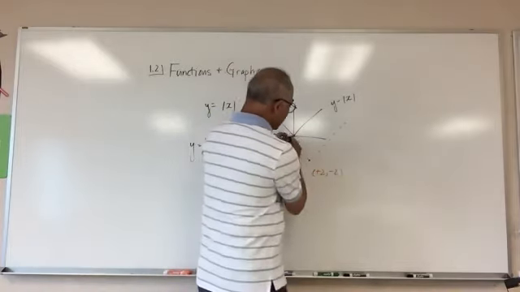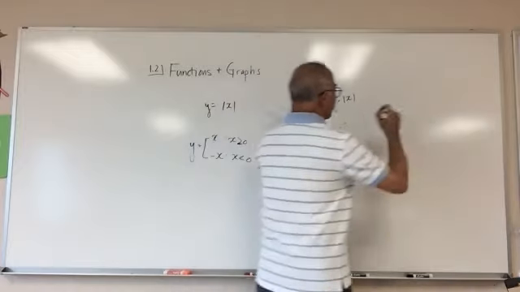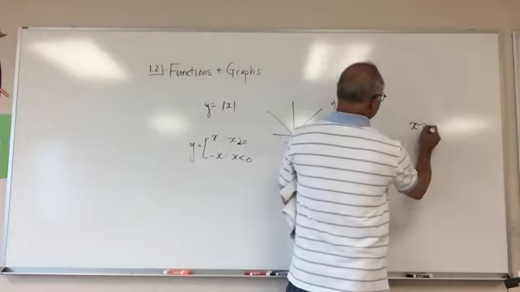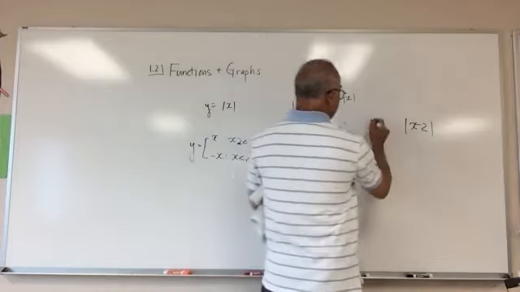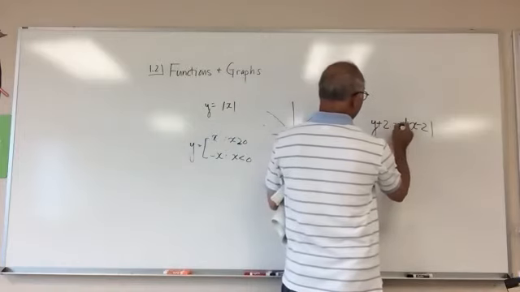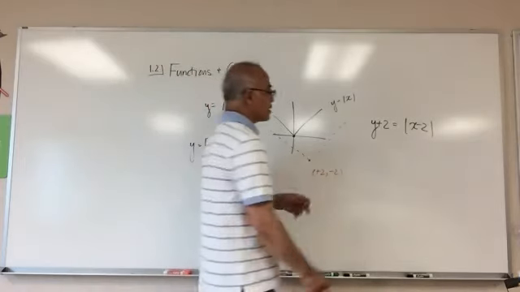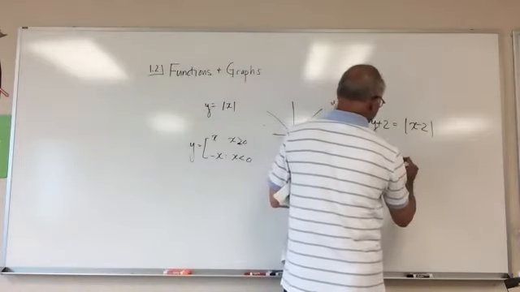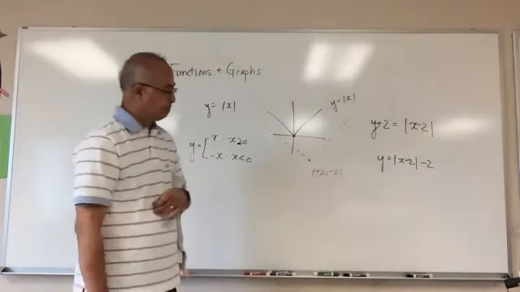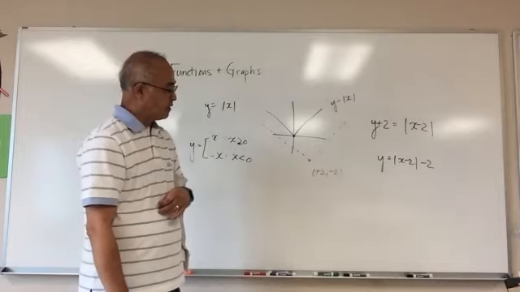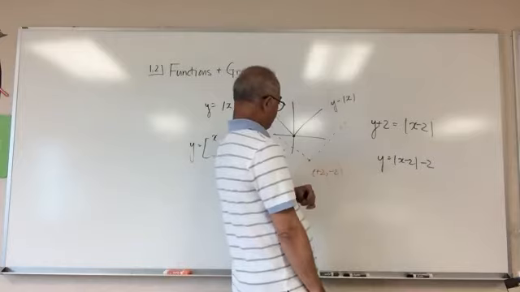I took this guy and moved it to 2, right? So instead of x, what do I get here? I'm going to put x minus 2. Then I move it down 2. So instead of y, it's going to be y plus 2, right? It's going to look like that. That's my translation. So the end result is that. Okay, are we good there? All right.